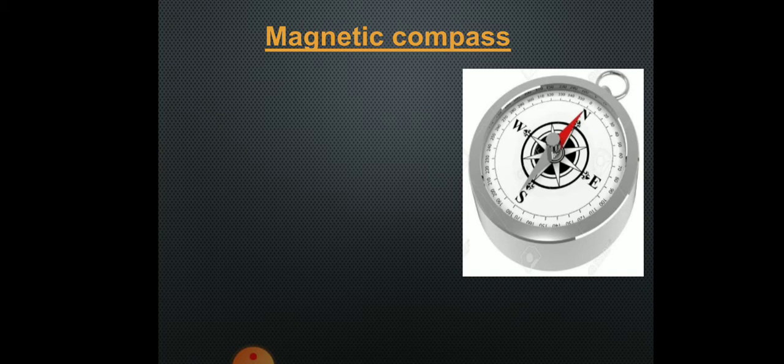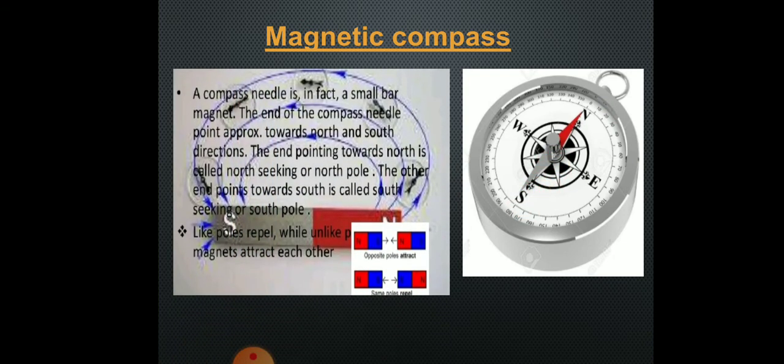So you can observe this picture of a magnetic compass. Just observe this magnetic needle, which has a north pole and a south pole. The north pole is towards the north side and the south pole is south seeking. So here you can say that a compass needle is in fact a small bar magnet. The ends of the compass needle point approximately towards the north and south direction. You can observe it in the picture.